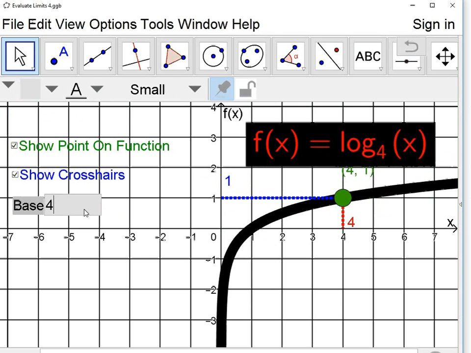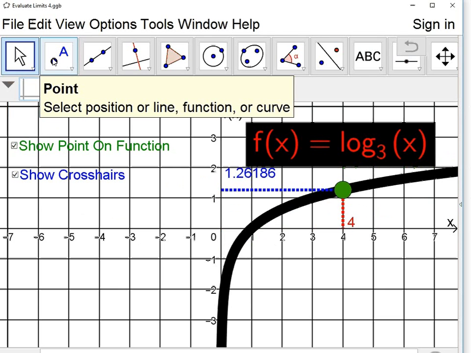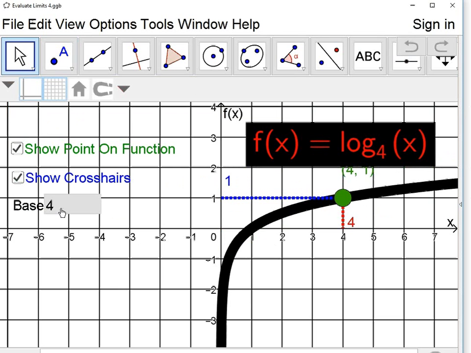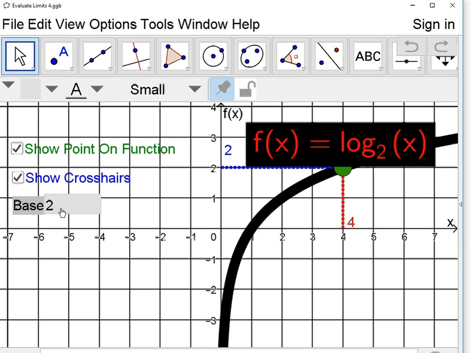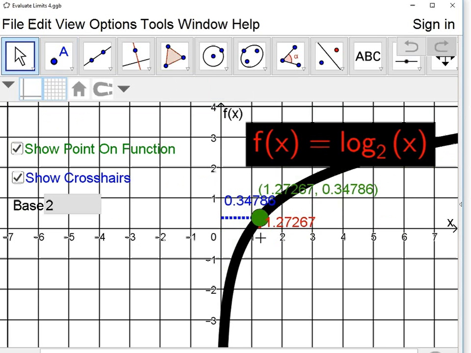So we can go in and change the base, say to base 3 or base 2 if we wanted to. This is going to be true for any logarithmic function. The limit is going to be equal to the function value, provided it exists. Now look, to the left of 0, the graph doesn't exist, right? So there is no function value. And so obviously the limit's not going to exist either.